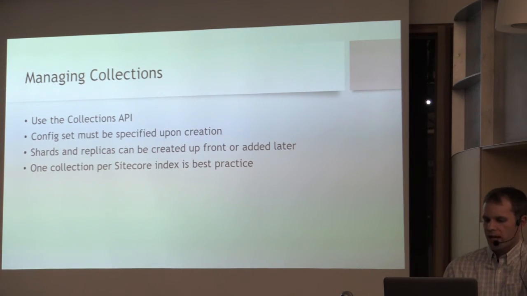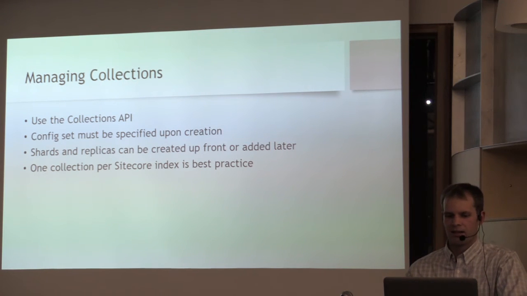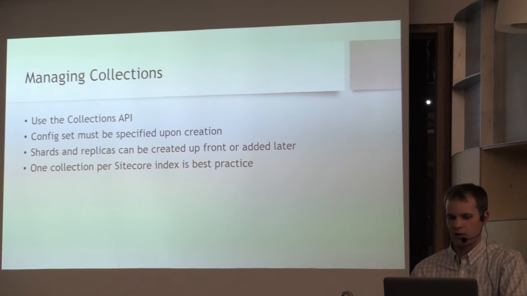When you create your collection, you have to specify the configuration upon creation. This is actually something I haven't figured out how to do, if it's possible. Like if I create a collection, I want to switch it to a new config set. I'm not sure if you can do that. So plan ahead. Again, that's one of those things you might discuss on your projects: just how many config sets do we need?